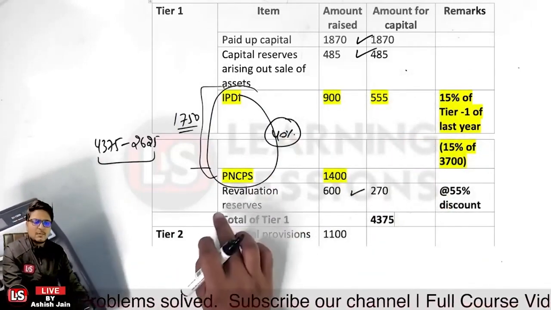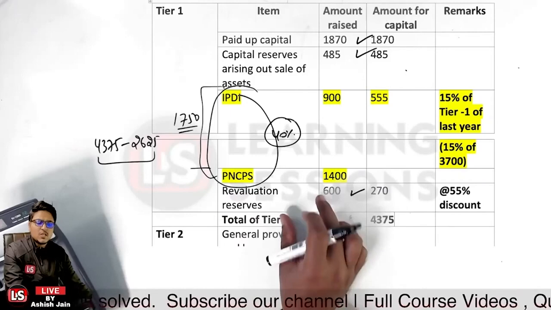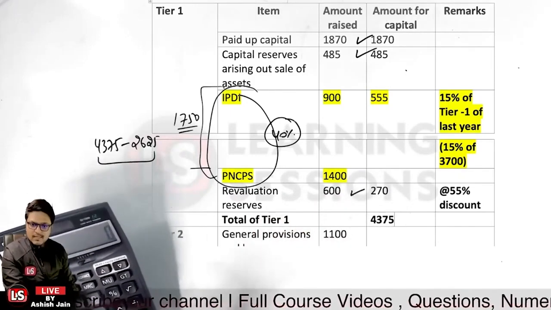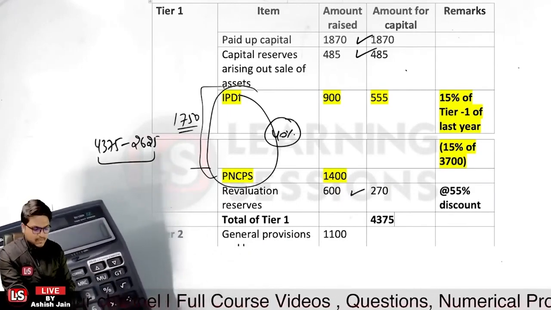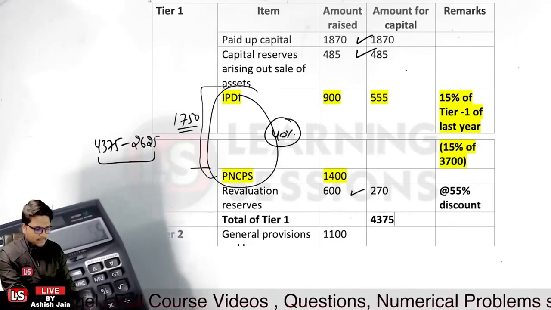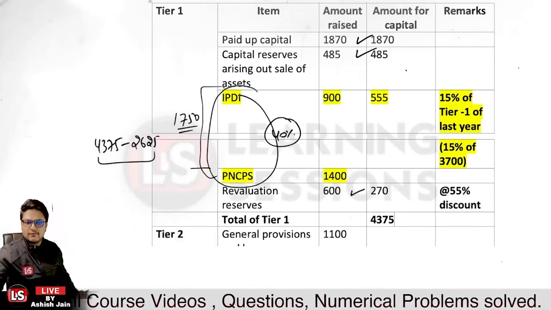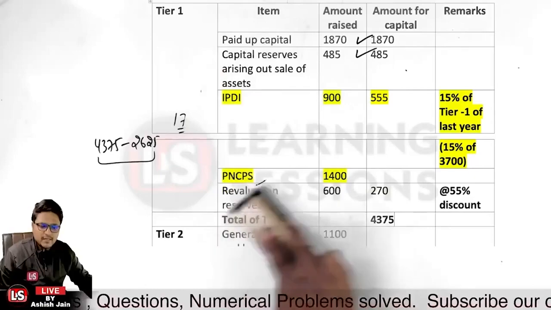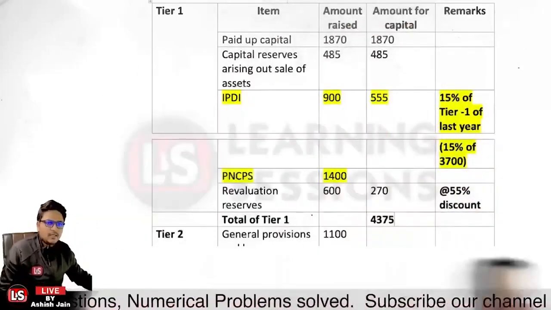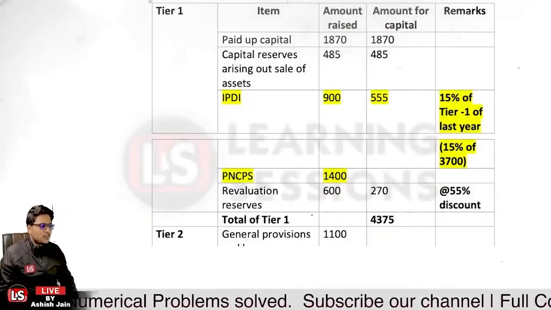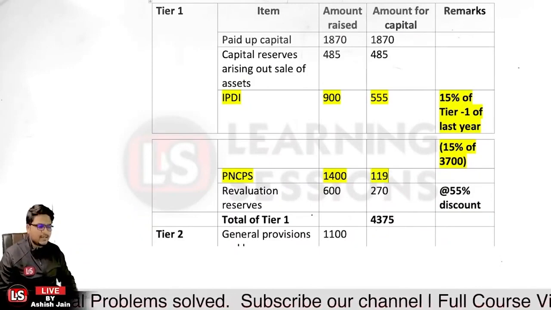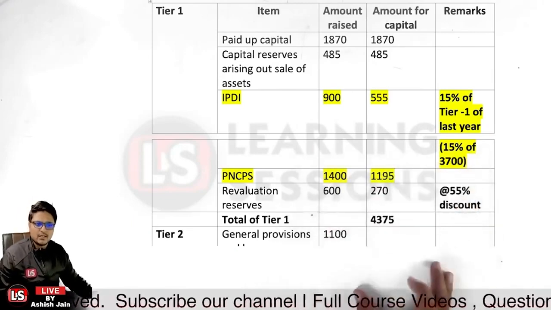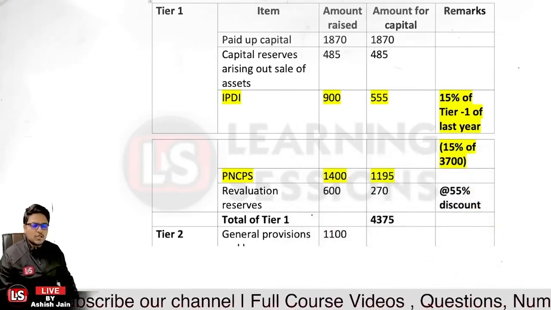So from the PNCPS we can consider 1750 minus 555, which is equal to 1195. So the component associated with the PNCPS will be 1195. Are you getting this particular point? So it will be 1195, and that will be considered under the tier 1 capital. I have already given the remarks related to it. Now this is the total tier 1 capital.